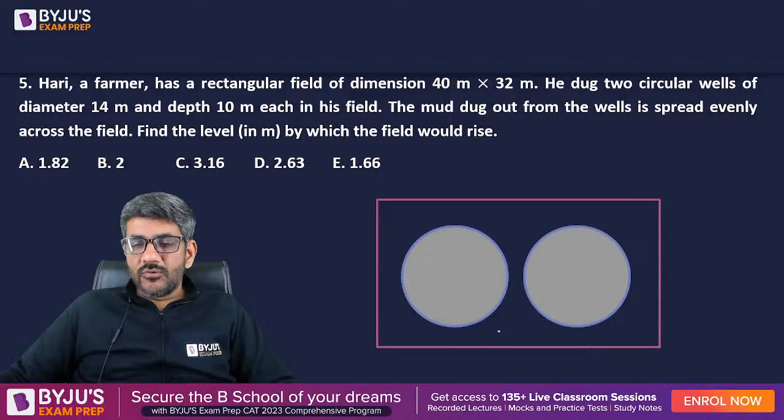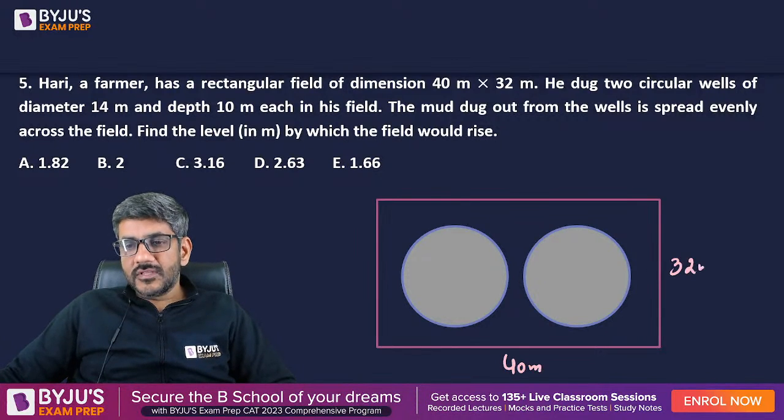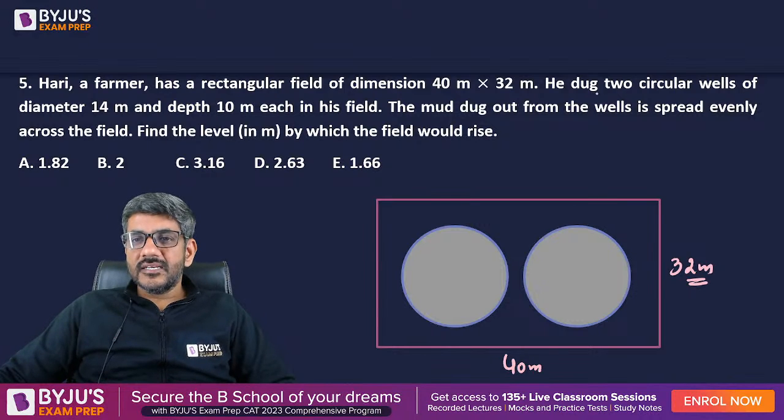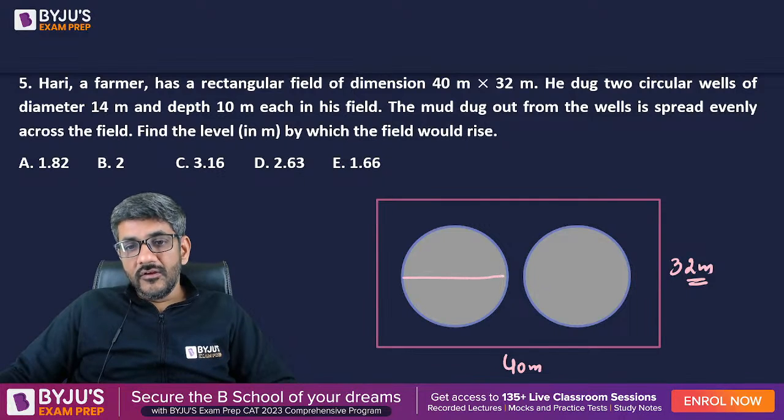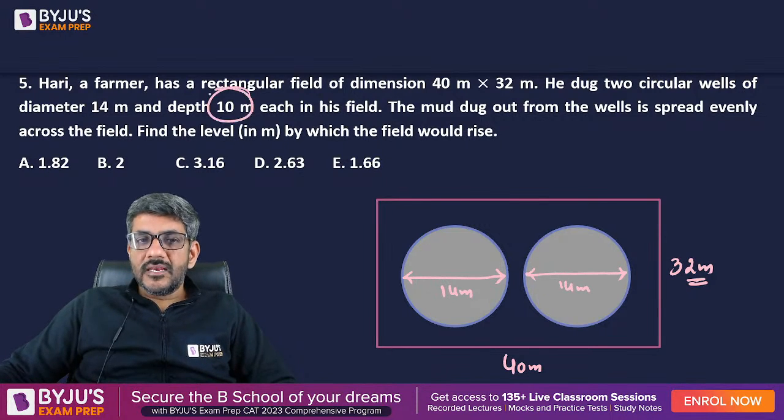So this is the rectangular field. Let us say the length of the field is 40 meters. Breadth of the field is 32 meters. He says he dug two circular wells of diameter 14. So diameter is 14 for this circular well. So this is 14 meters. Similarly, this also is 14 meters. Okay. And their depth is 10 meters.